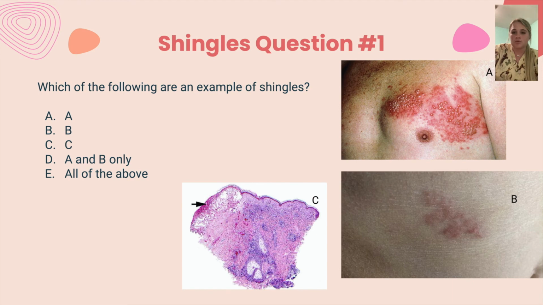Shingles question number 1 asks us, which of the following are examples of shingles? A, B, C, A and B only, or E, all of the above. So A appears to be rash with blisters, B appears to be the beginning of a rash, and C shows us the histological view of what shingles would appear to be. And it seems to be that E is the answer.